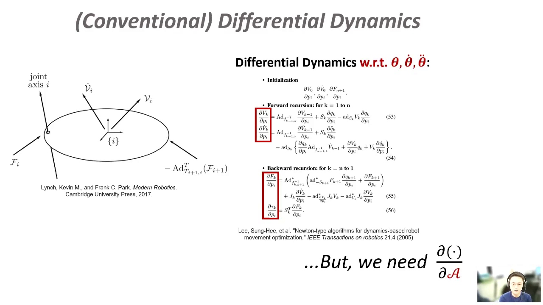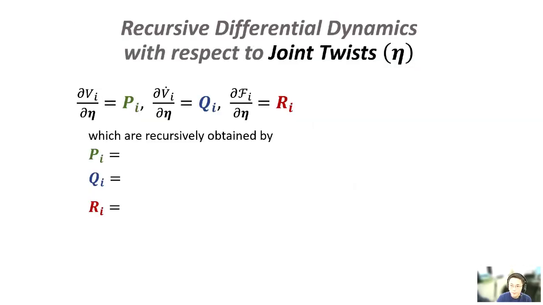However, to solve the unified identification problem, we need the derivatives with respect to the joint twist A that has never been presented by the previous works. In this work, we newly propose the differential dynamics with respect to the joint twist. Those colored P, Q, R denote the derivative matrices of v, v dot, and f, respectively. And the subscript i denotes the link number.